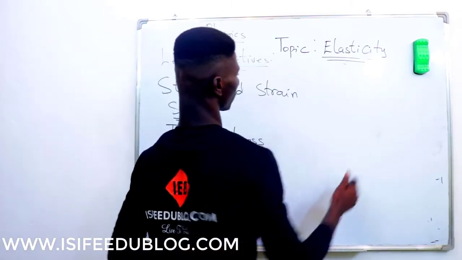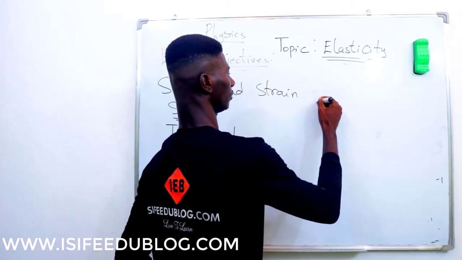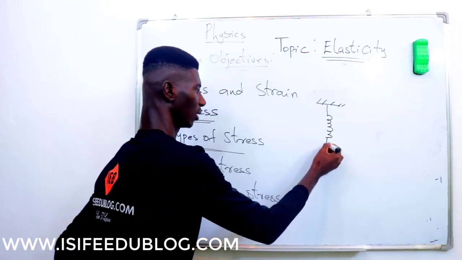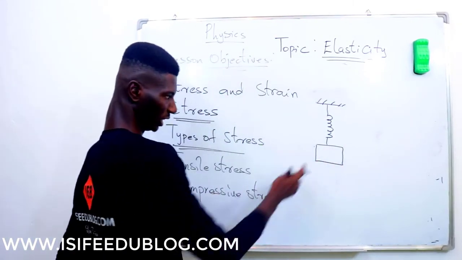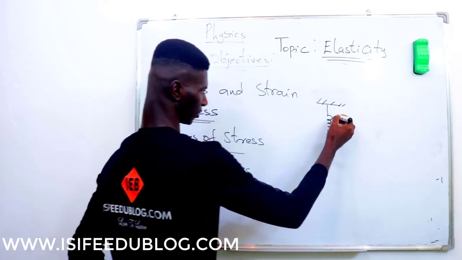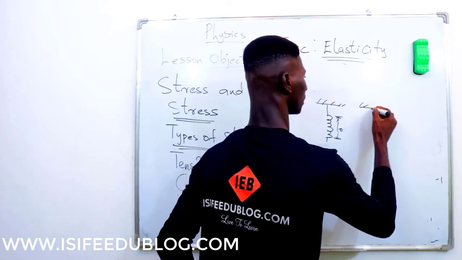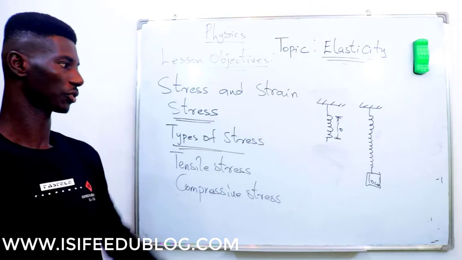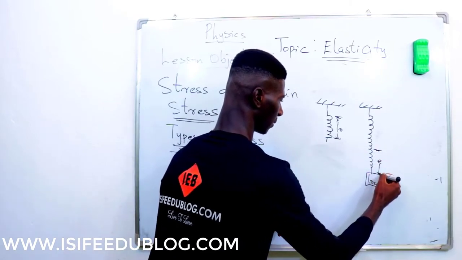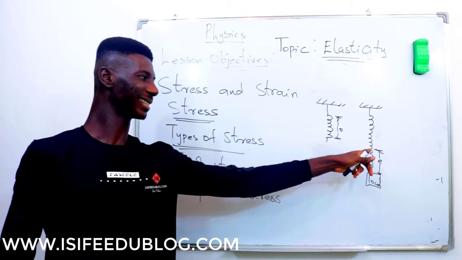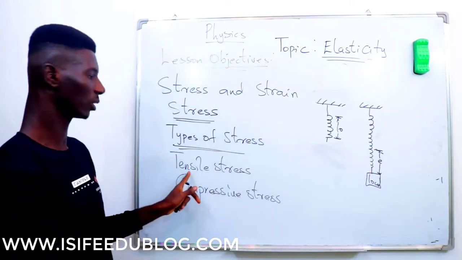Now, what is the tensile stress? Let's take, for instance, a spring. If I apply a load to it, initially this is the original length of the spring. Now, if I apply a load to this spring, this new load has stretched the spring from here to this point. Because it is stretched forward, it is called a tensile stress.